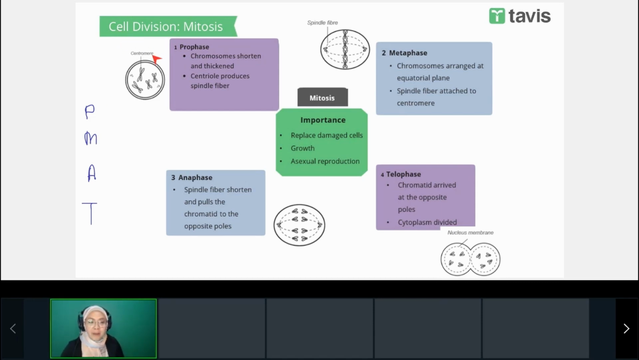So difficult to remember. What happens during prophase, teacher? Okay, you just imagine that you are going to school on Monday. Usually you have to go to assembly, right? So this one is a kumpul. What happens during P? You have to kumpul, assembly. And then M. What happens during M? You have to beratur. And what happens during A? You have to tarik.